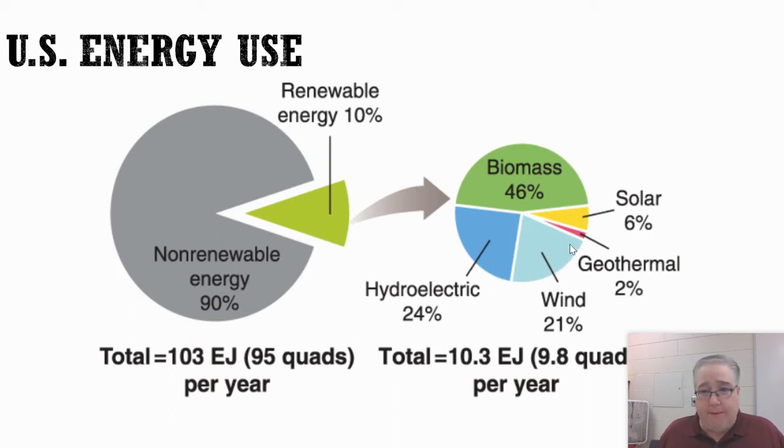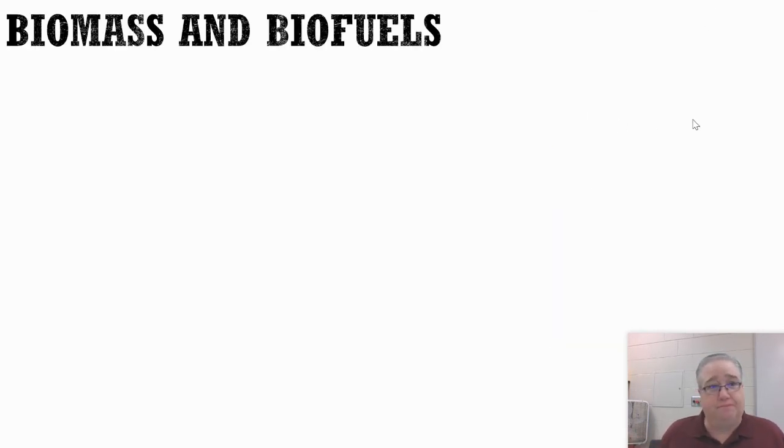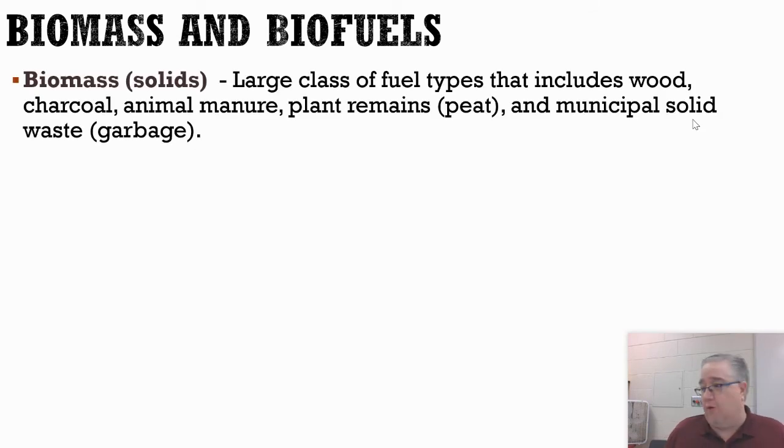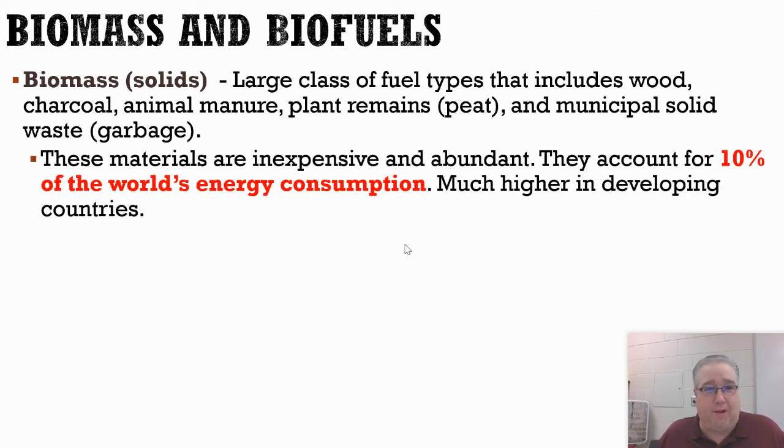Okay, so we do use energy differently, obviously, in the United States. So you should be able to compare and contrast those two graphs. All right, now again, today we're going to focus on biomass and biofuels. One of the big differences between the two is that one is a solid and one is a liquid. A biofuel is a liquid, but biomass is basically any type of fuel source that we burn that comes from either plant or animal material.